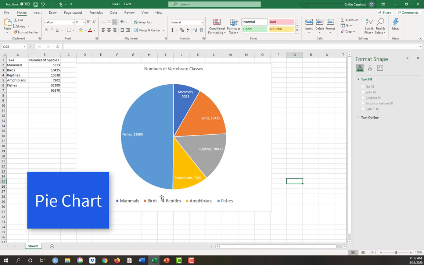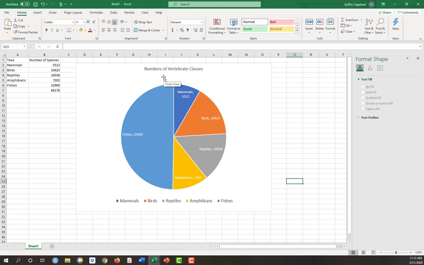In this particular pie chart, I've taken the numbers of species in different vertebrate classes. So we have fish, mammals, birds, reptiles, and amphibians. Those are all the animals that we consider vertebrates. By far, the most of the vertebrates are fish. Almost 33,000 species of fish. The smallest class of vertebrates is mammals, with only 5,513. Birds and reptiles, similar numbers, and amphibians lagging behind just a little bit.